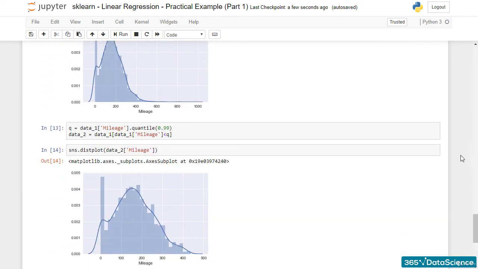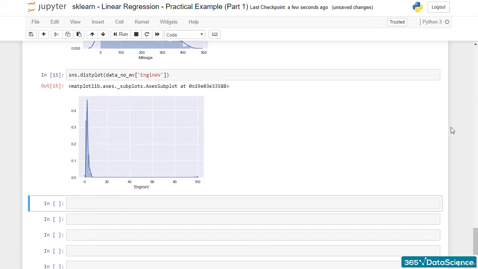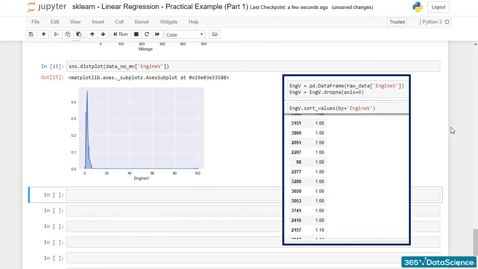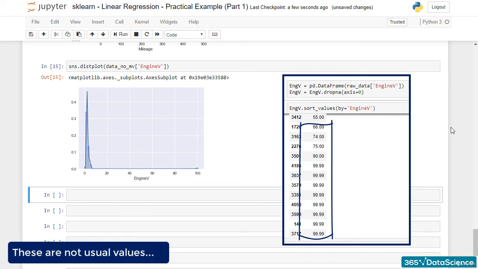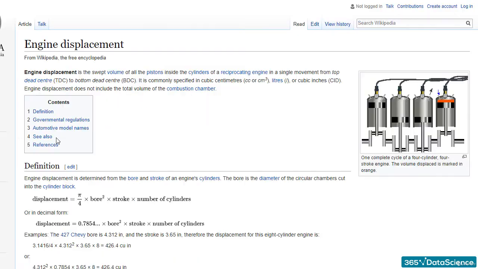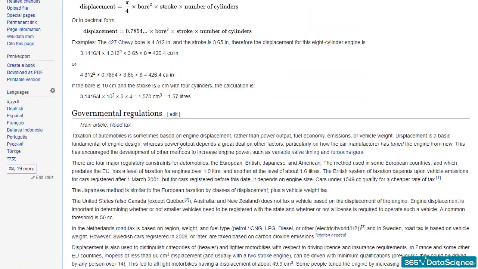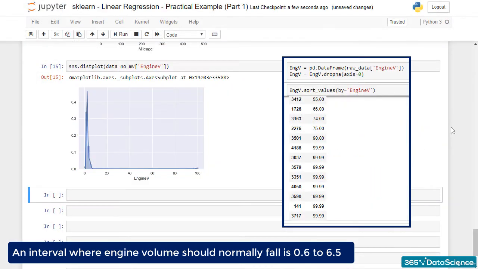Okay, easy. What about engine volume? Here's its PDF. It is rather strange. If we were to examine engine volume manually, we will notice that there are also engine volume values of 99.99, 90, 75, etc. I'm no car expert, but these are not usual values. Moreover, looking at the descriptives, it seems that most values are really low. A quick search on Google would confirm that the interval where engine volume should fall is between 0.6 and 6.5. Therefore, those 99.99s, 90s, and so on are incorrect entries.